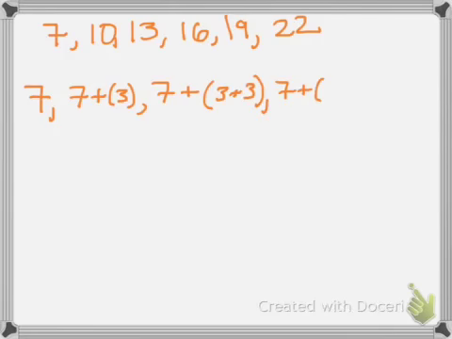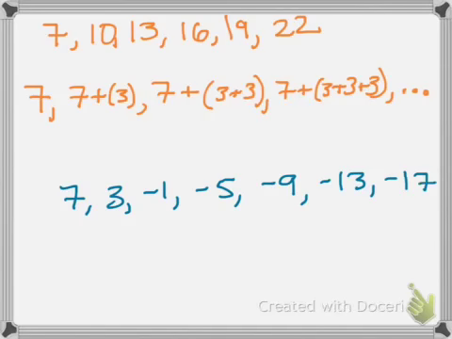Okay, so we're going to examine these sequences in more detail. So if we're looking at the terms, the first term is 7. The second term, 10, is 7 plus 3. The third term is 7 plus 3 plus 3. And the fourth term is 7 plus 3 plus 3 plus 3, and so on.